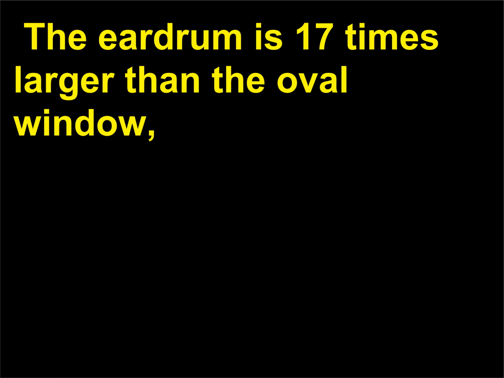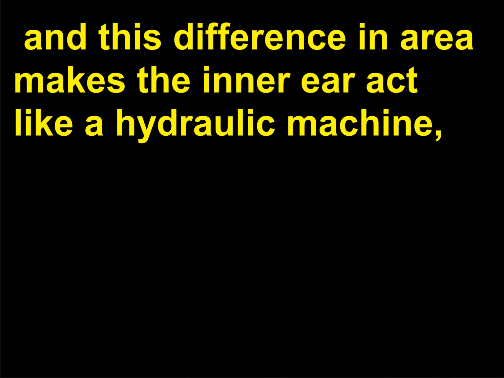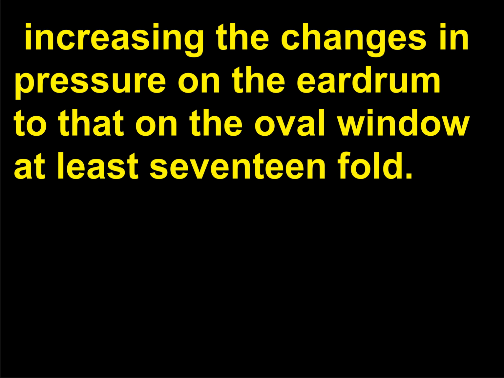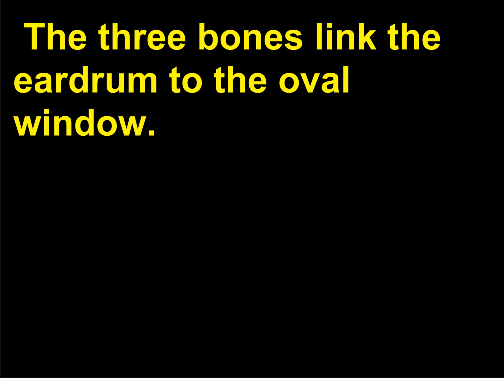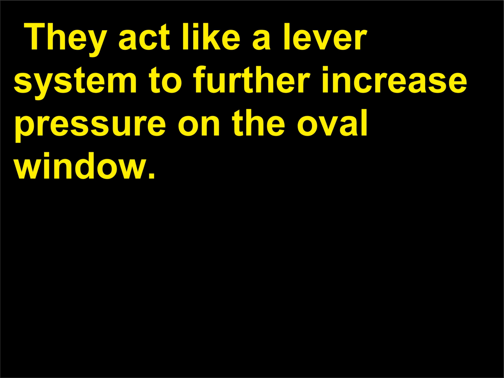The eardrum is 17 times larger than the oval window, and this difference in area makes the inner ear act like a hydraulic machine, increasing the changes in pressure on the eardrum to that on the oval window at least 17-fold. The three bones link the eardrum to the oval window. They act like a lever system to further increase pressure on the oval window.